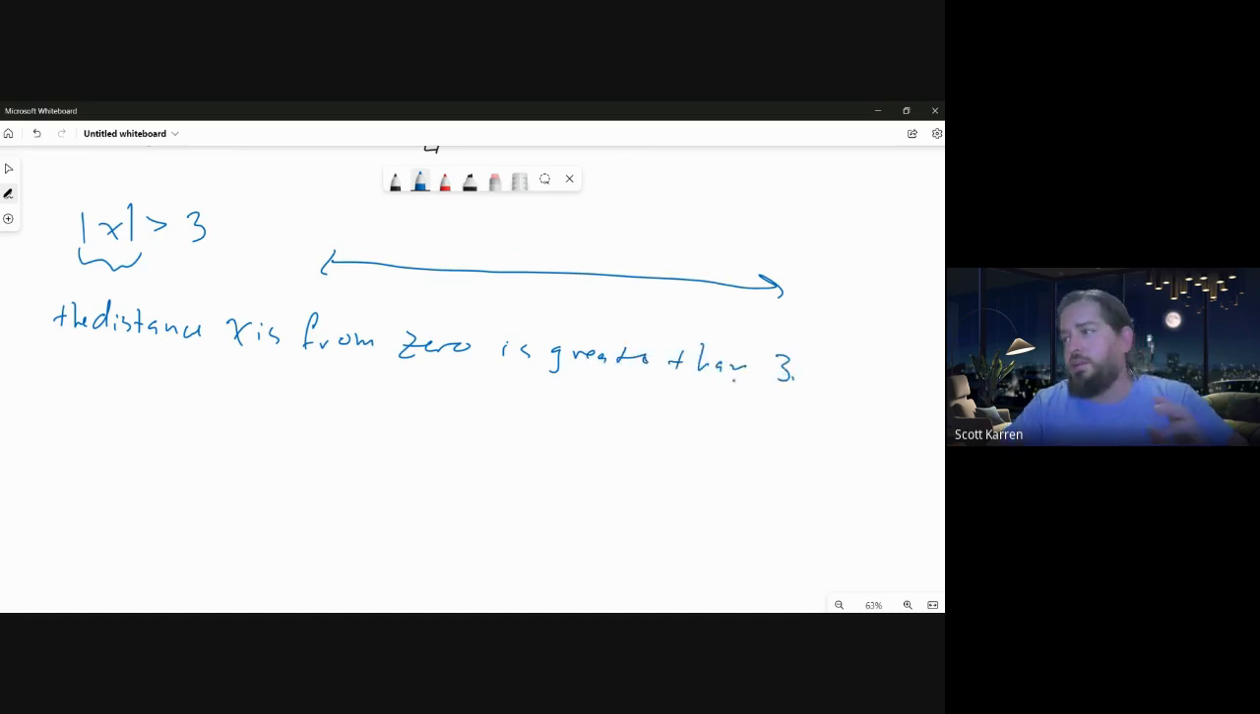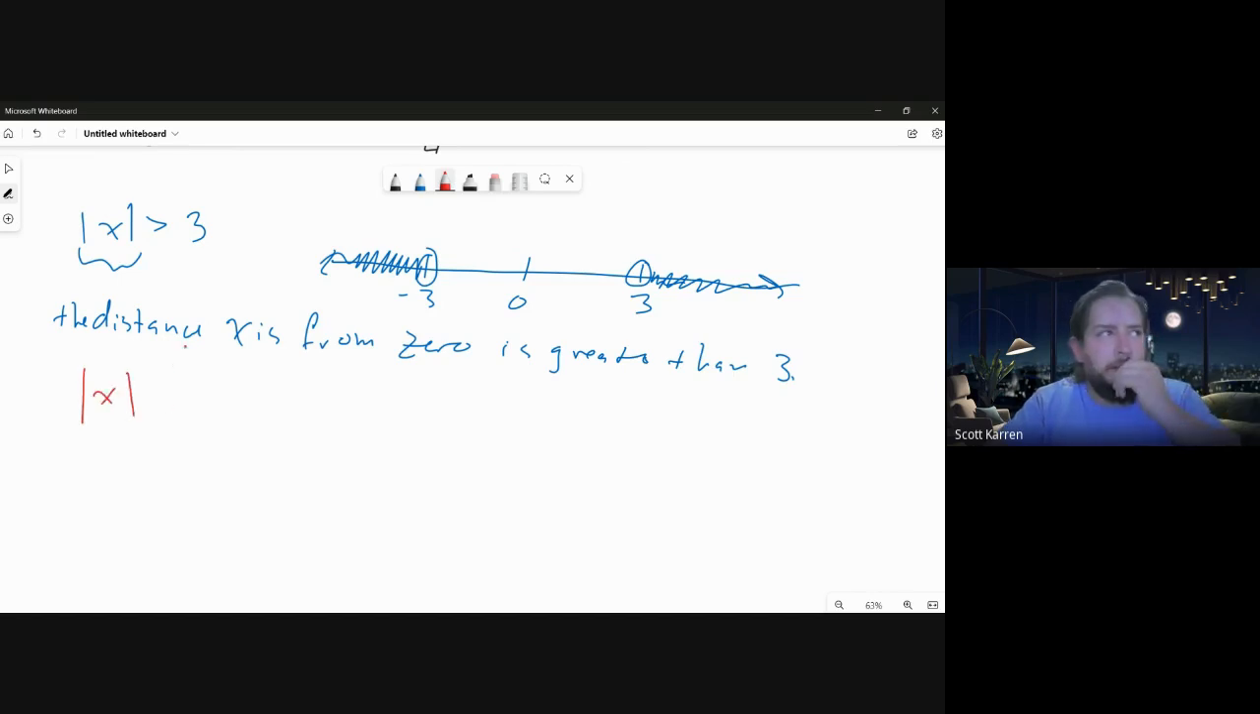And if I look at what kind of values satisfy that, it's all of these guys that are beyond 3, so they're further away from 0 than 3, or it's the guys on the other side that are further away from 0 than negative 3. And since it's a strict inequality, I would put an open circle here, and it would just be those guys on the outside, right?